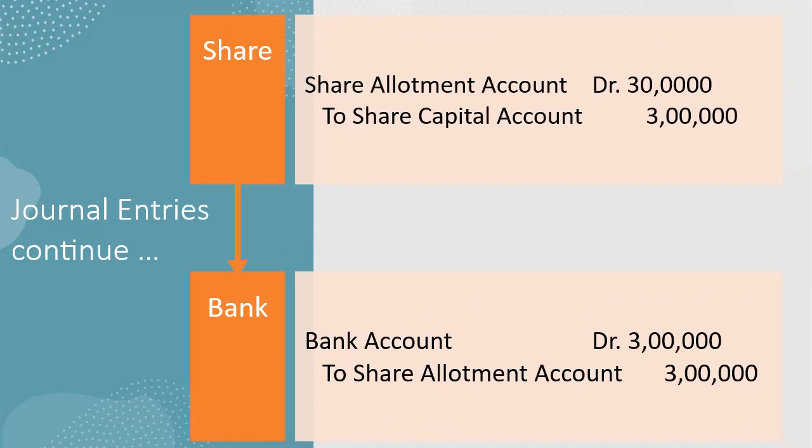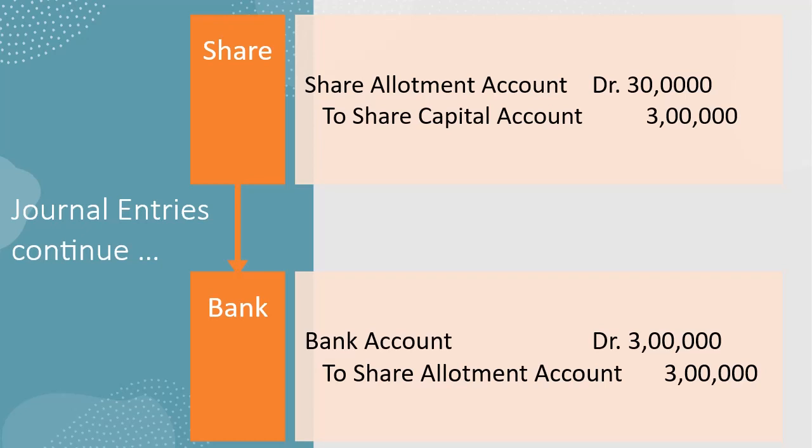This journal entry represents the amount of share capital that has been allotted to the shareholders. When a company issues shares, it receives applications from the public to subscribe to these shares. After the company evaluates these applications, it decides to allot shares to the applicants. When the company allots shares, it sends a letter of allotment to the applicants, which specifies the number of shares allotted to them and the amount to be paid on allotment.